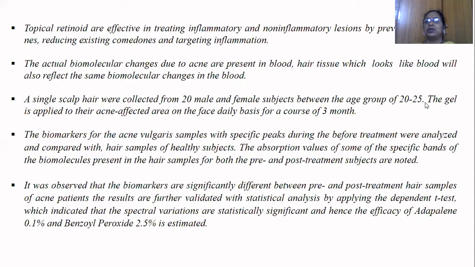The actual biomolecular changes due to acne are present in the blood. The human tissue in the hair, which looks like blood, will also reflect the same biomolecular changes present in the blood. Therefore, single scalp hair tissues are collected from 20 males and females between the age group of 20 to 25, and the gel is applied on a daily basis for a 3 months course. And then the FTIR-ATR spectra are recorded for both pre and post treatment.